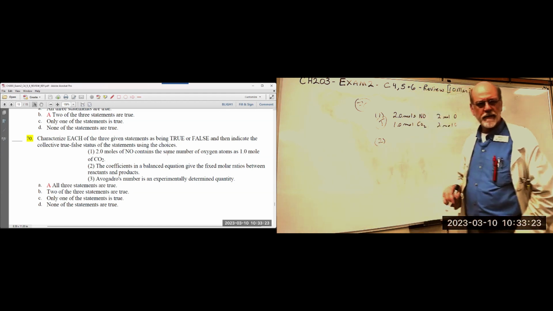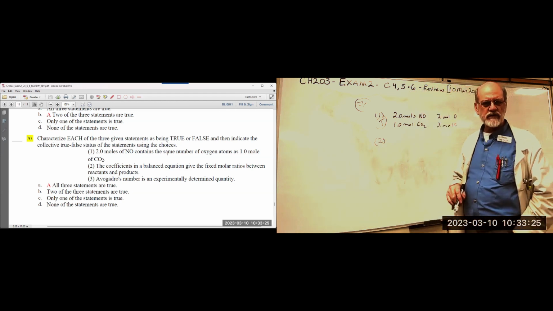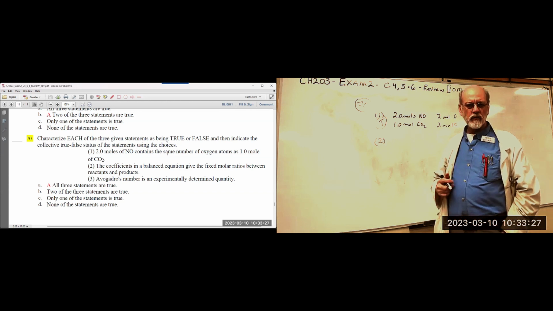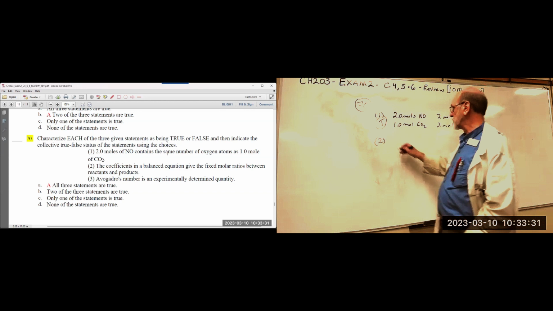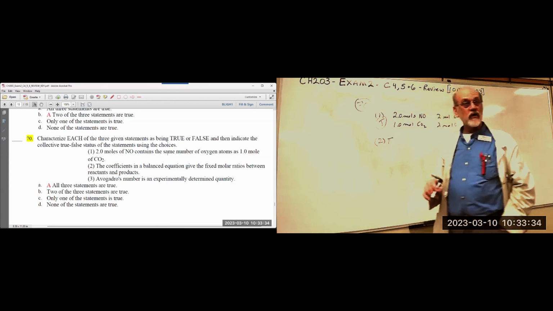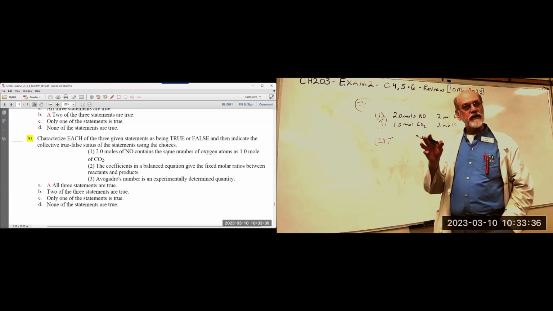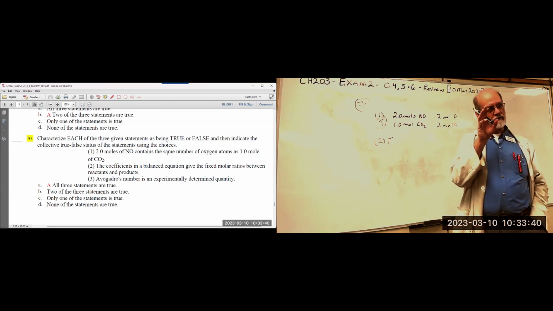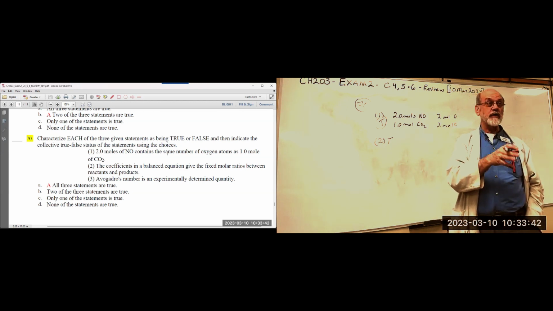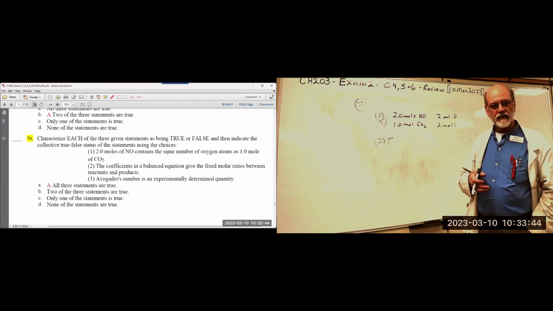How about 2? The coefficients in a balanced equation give the fixed molar ratios between reactants and products. That's true. Once you balance the equation, the coefficients tell you the ratio of reactants to each other and to products. How about 3?